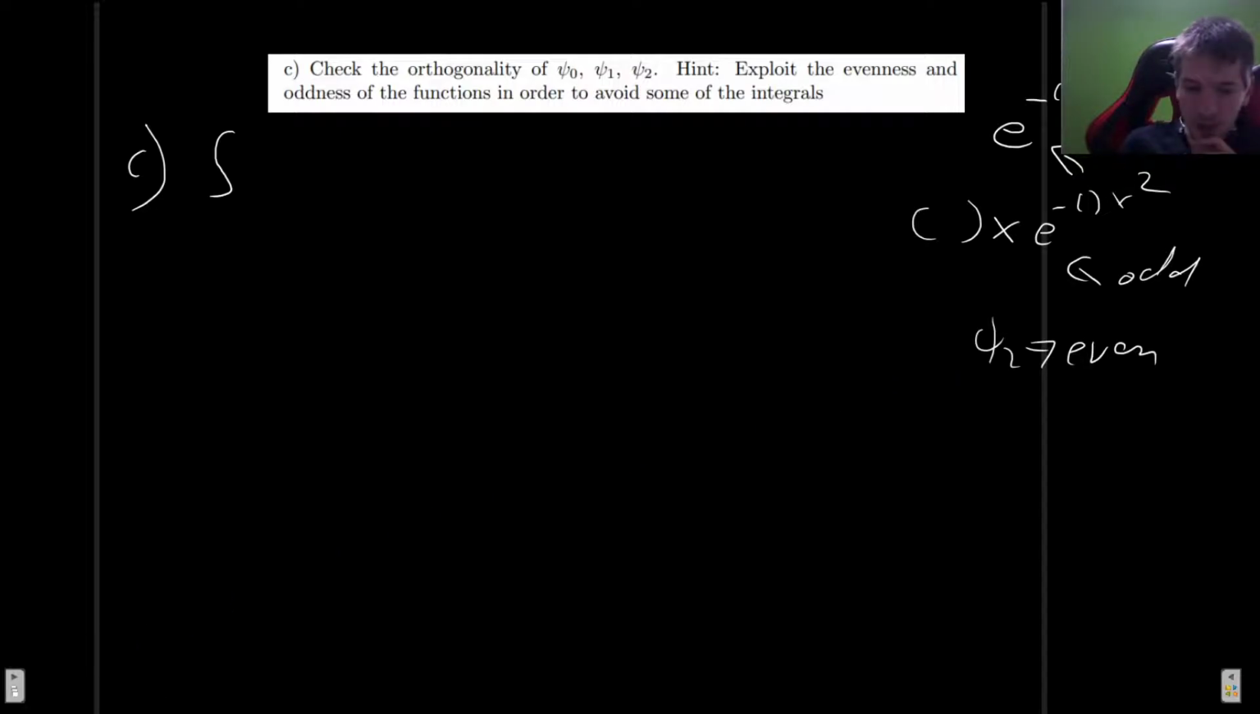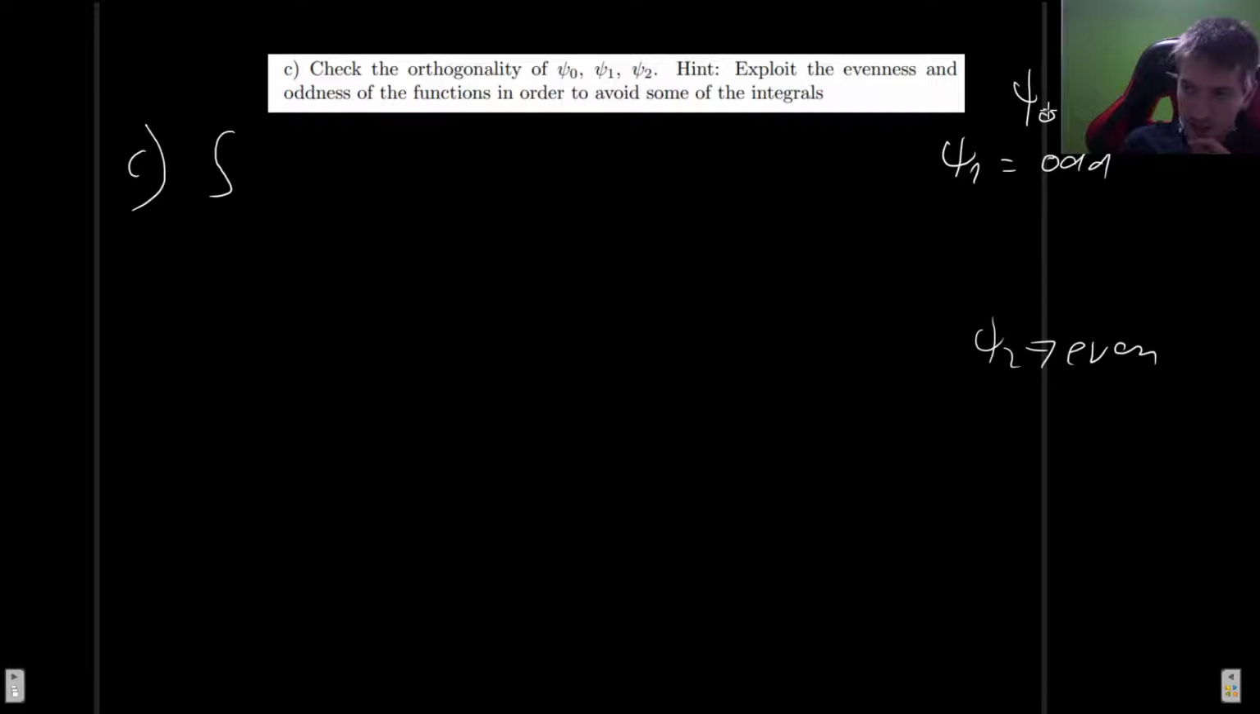Okay, so why is this important? It's very useful if you can know which functions are odd and which functions are even, because when you're integrating over symmetric intervals, odd functions will be 0. Okay, that is super important, and that is very useful. So let us now check psi0 inner product with psi1. This is the same, by the way, as psi1, psi0, because they are still going to be orthogonal, so the inner product will be the same.